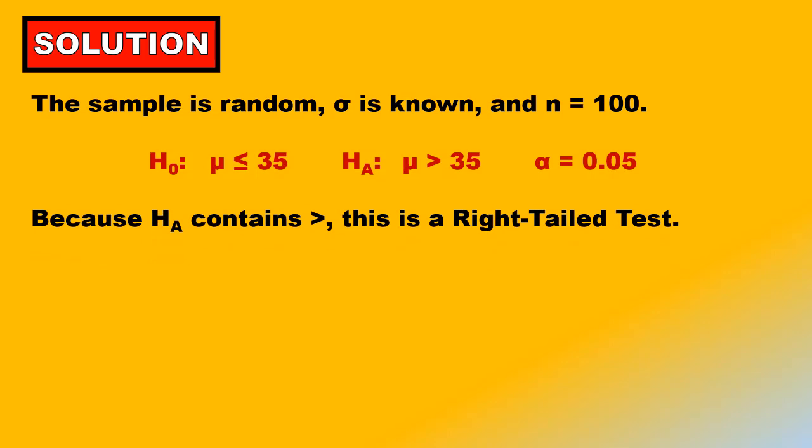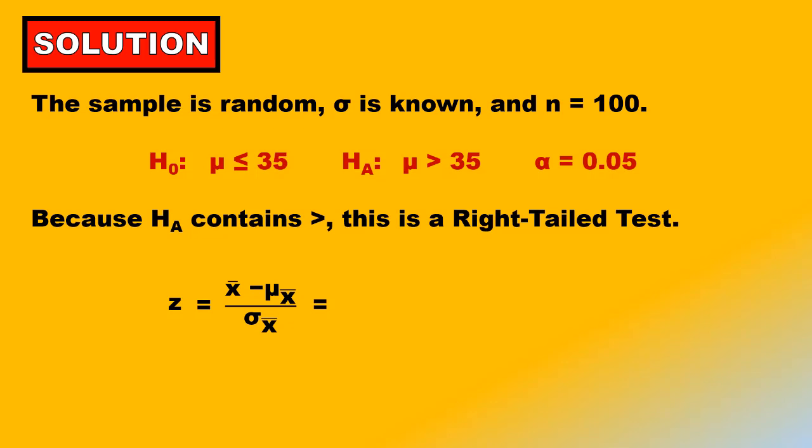Now we know what test type we have. Because the HA has a greater than symbol, this is going to be a right-tailed test. So how does the right-tailed test work? Well, we need to find our z-score. So z equals x bar minus mu of x bar over sigma of x bar.